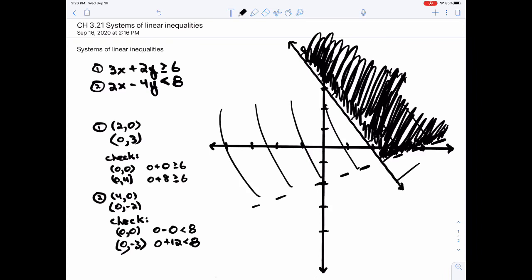Quite frankly, that's all there is to it. There's only graphing. There's no substitution, no elimination.